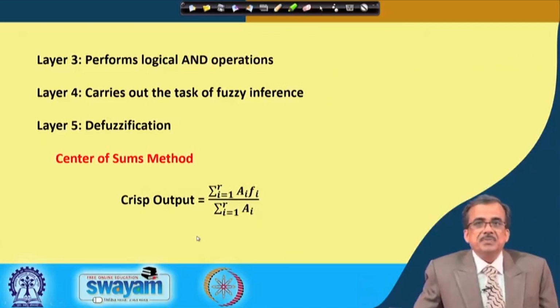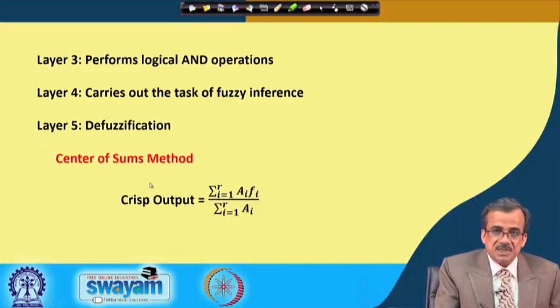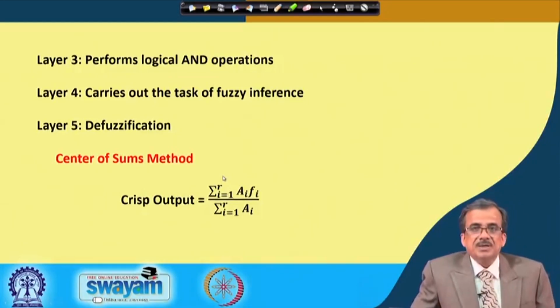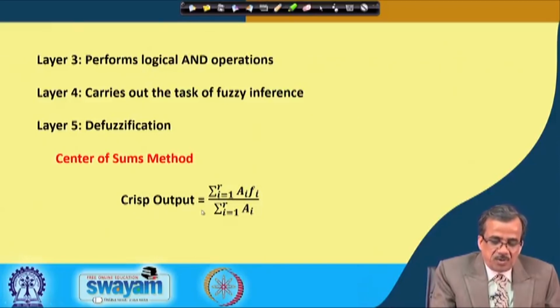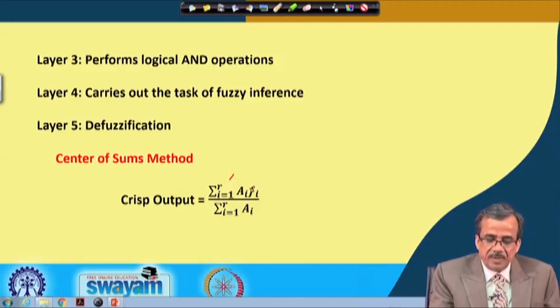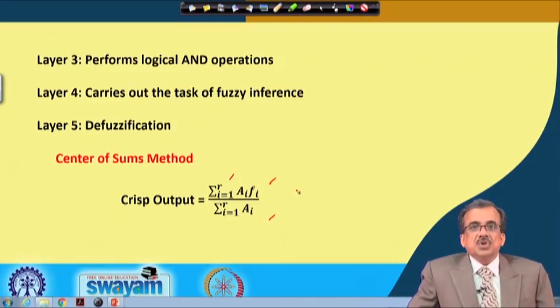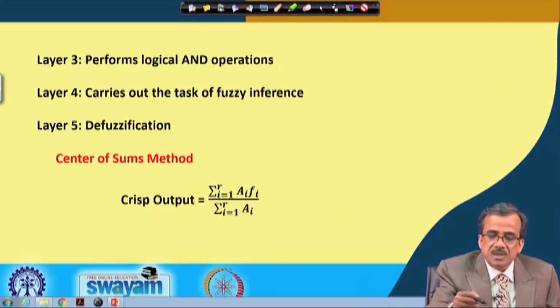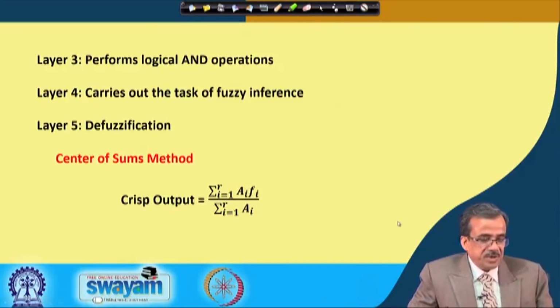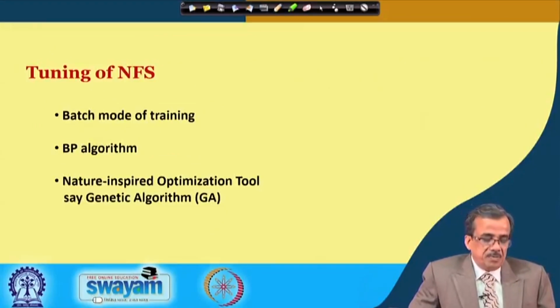There are several methods of defuzzification. Here I am discussing how to use the principle of the center of sums method. This center of sums method, in fact, I have discussed in much more detail while discussing the fuzzy reasoning tool, particularly the Mamdani approach. Now, the crisp output is nothing but summation i equals 1 to r a_i f_i divided by summation i equals 1 to r a_i. So, we can find out what should be the crisp output, and this particular crisp output can be used for the controlling purpose.